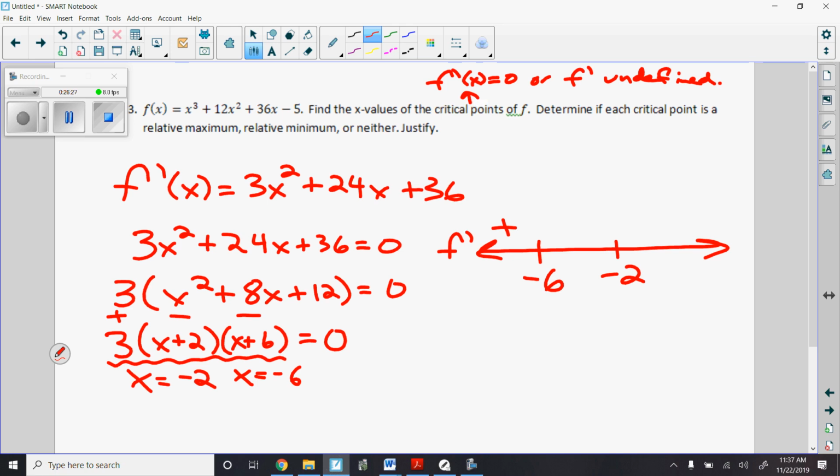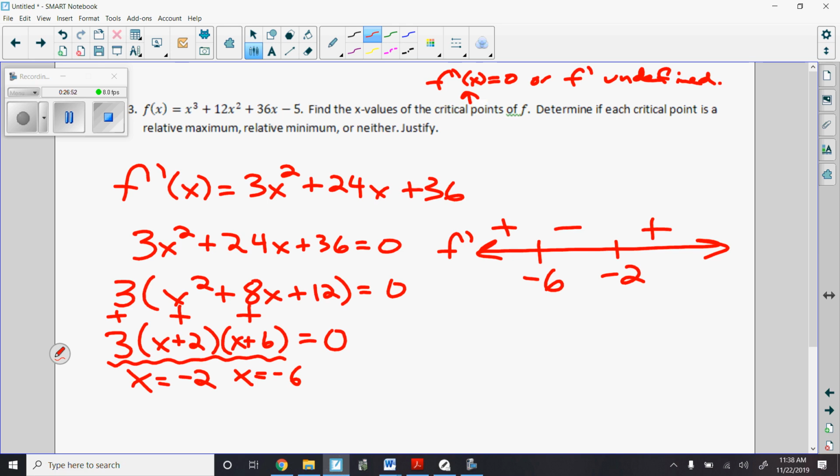Next, I'm going to check negative 4. Again, 3 is always positive. Negative 4 plus 2 is negative. Negative 4 plus 6 is now positive. I have an odd number of negative signs, so I've got negative in the middle here. Then I can try 0, and all 3 of them become positive, and I get a positive out here.